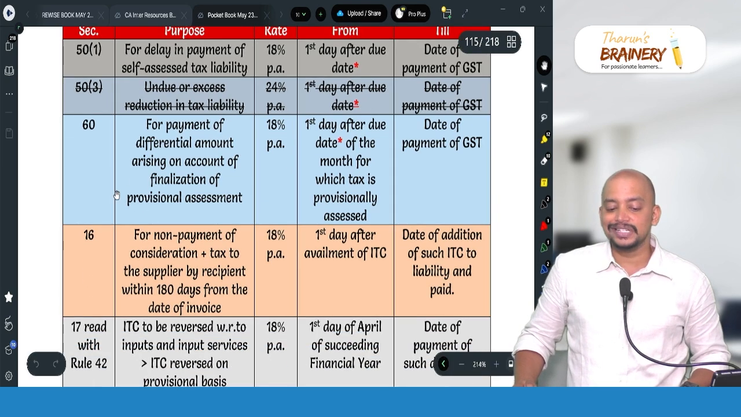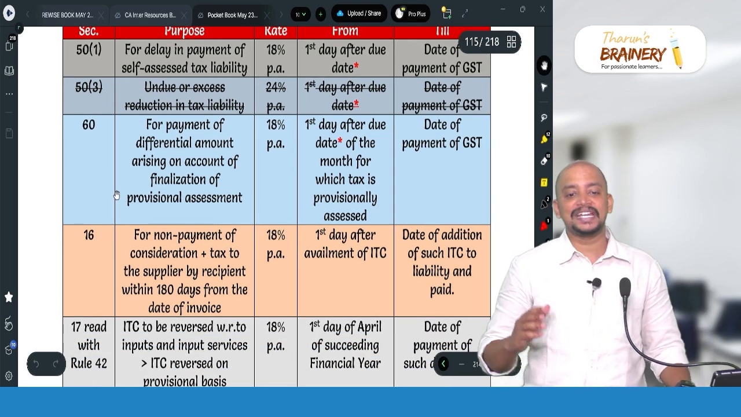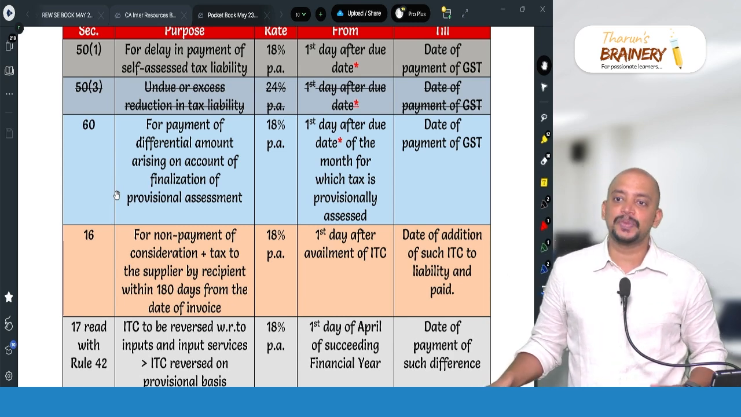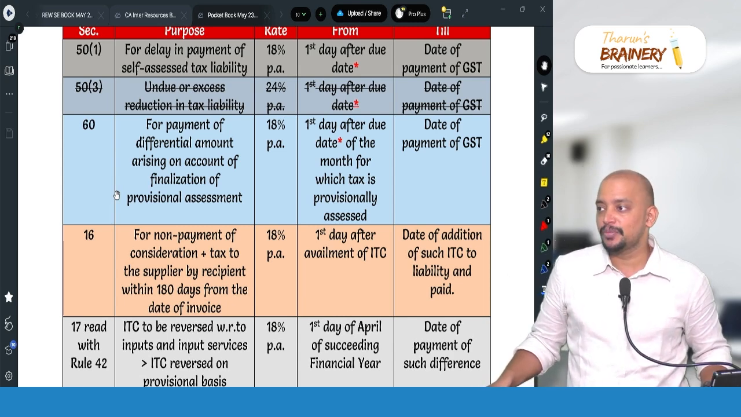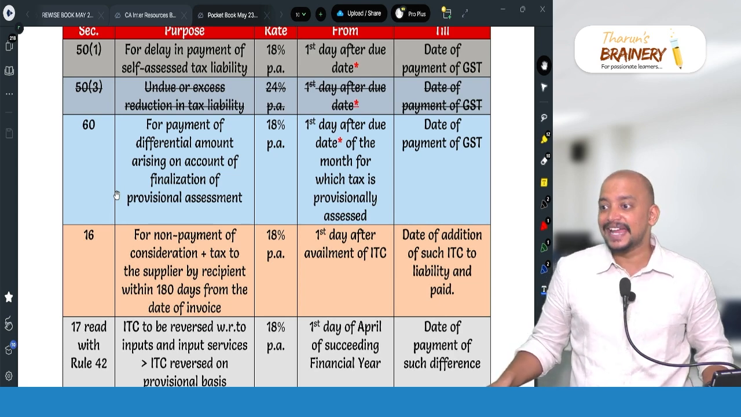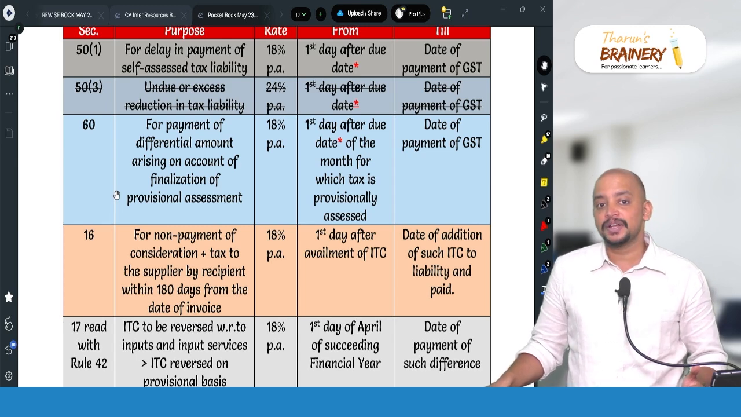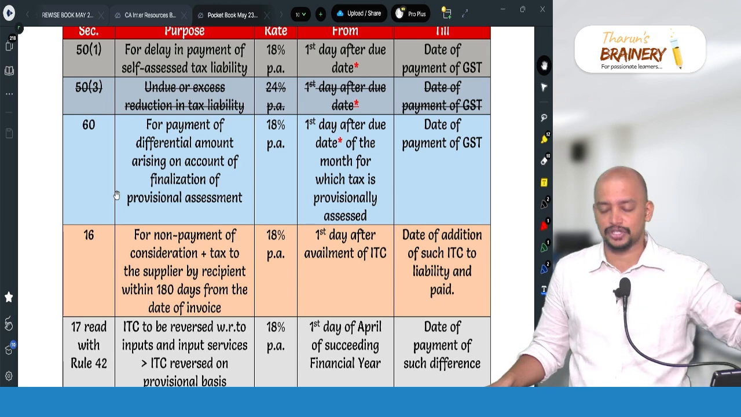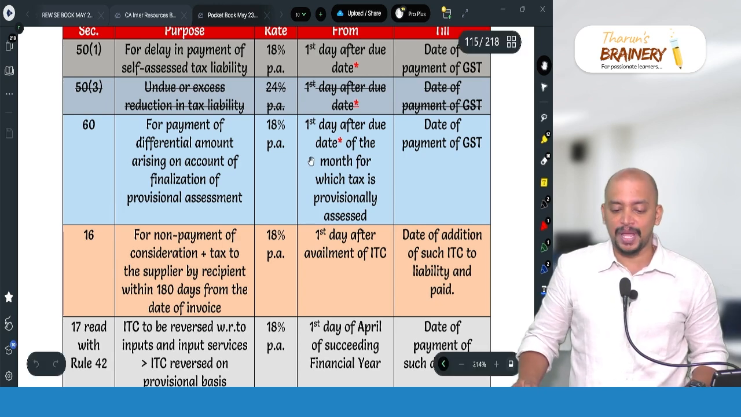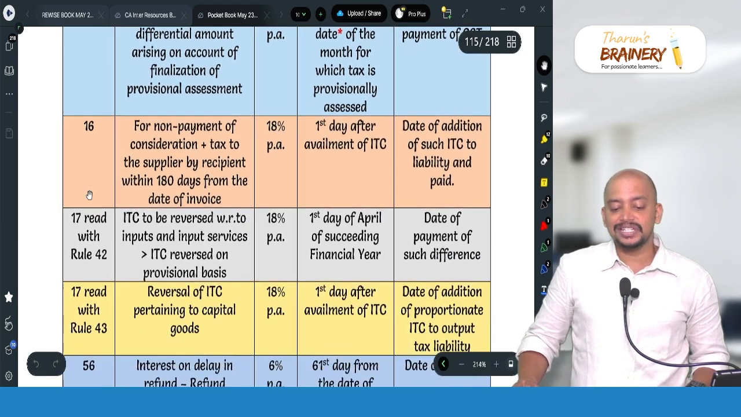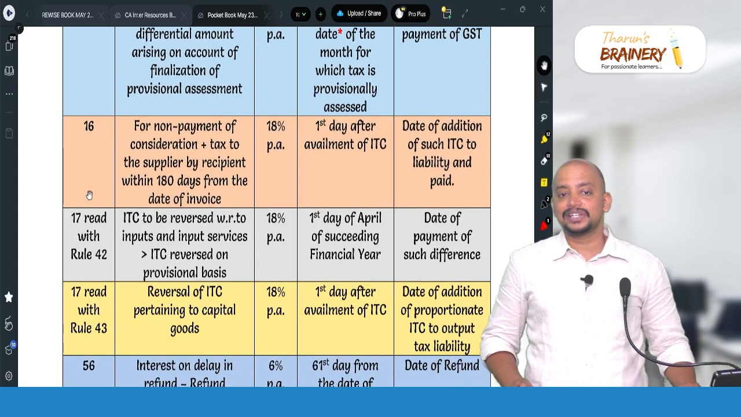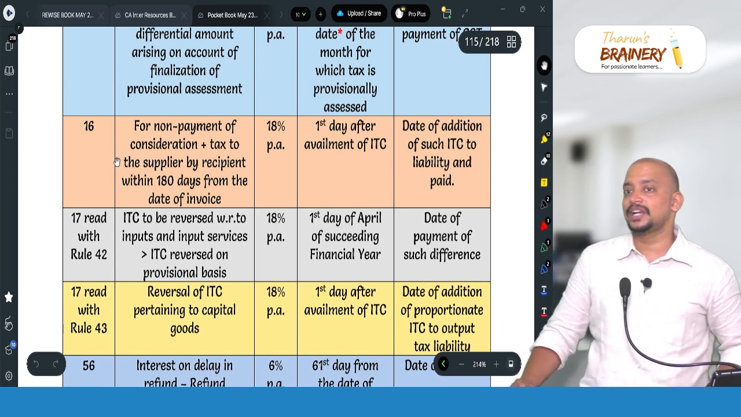Then section 60 is about provisional assessment getting finalized. Whenever a provisional assessment gets finalized, there is a differential amount that we need to pay along with interest at 18% per annum. From when? From the first date after the due date of the month in which provisional assessment is resorted till the actual date of payment. And section 16 we have already seen, that is for non-payment of consideration within 180 days from the date of invoice.